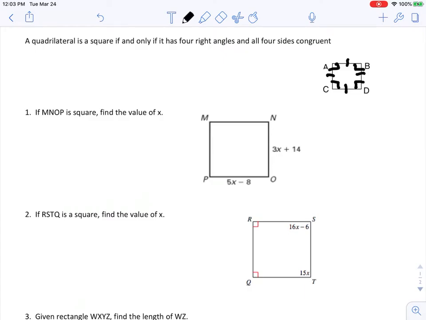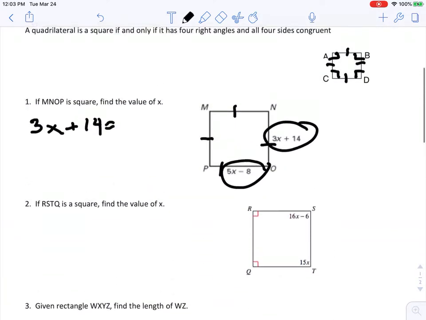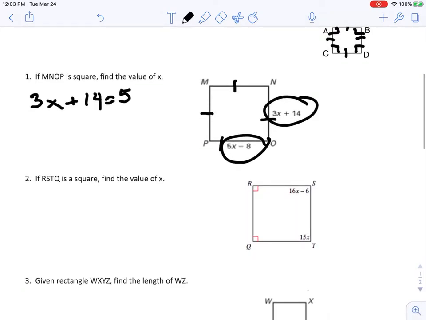It says you have a square MNOP, so that means all 4 sides are the same. I'm giving you 2 of the sides. If I want to find the value of x, that means those 2 sides are the same. So you're going to set them equal to each other. So 3x plus 14 is going to be equal to 5x minus 8. And then from here, you can solve for x.